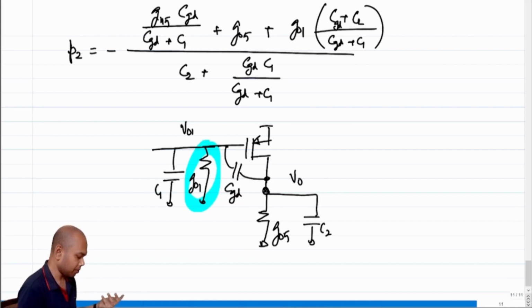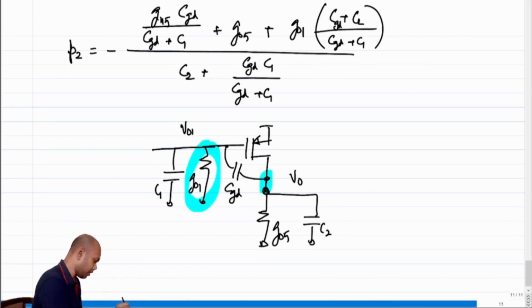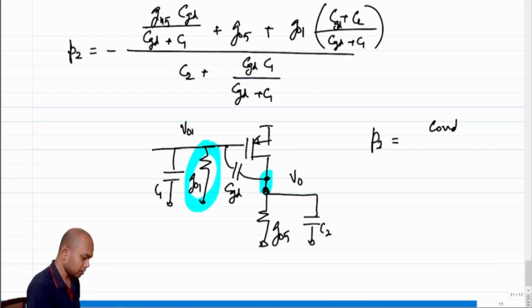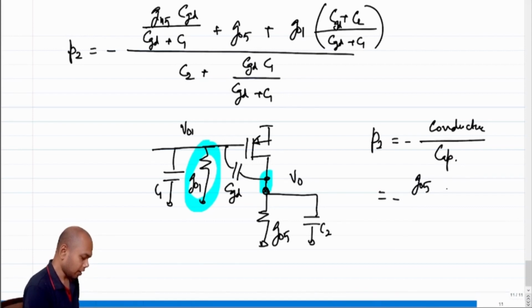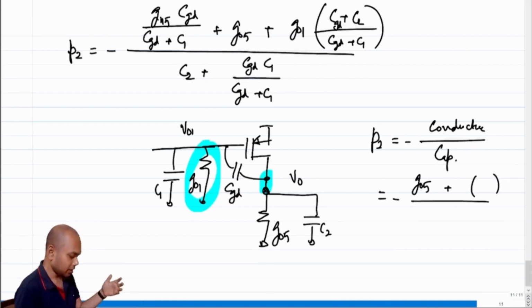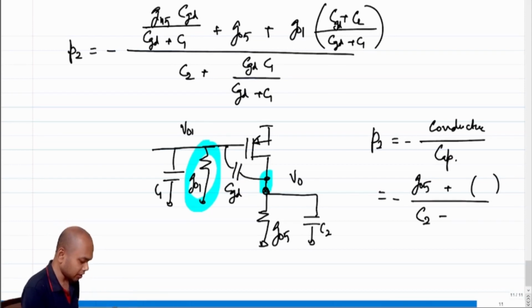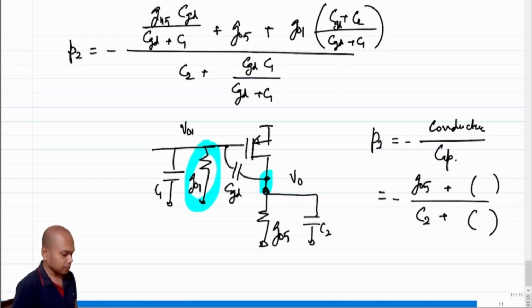Now what we are saying is the pole associated with this node V0. If we are trying to figure out the pole associated with V0, P2 will be some conductance by some capacitance. Now in the conductance term, what should I see? I should definitely see G05, and I should see some additional stuff. In the capacitance term, I should definitely see C2, and I should see some additional stuff, right?